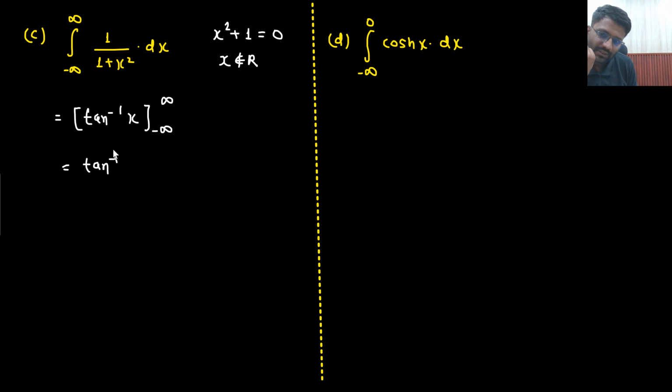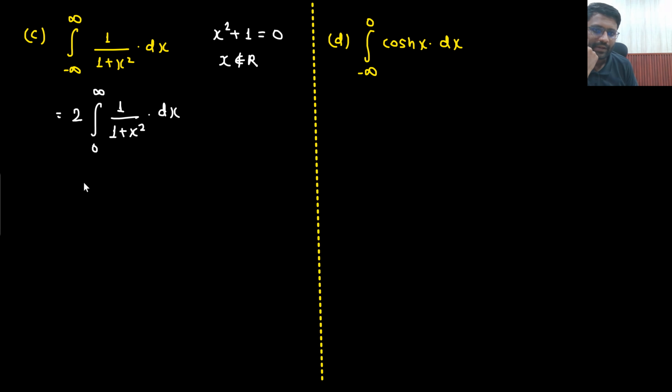First of all, I can see that it is an even function. Since it is an even function, I can break it down from 0 to infinity and multiply with 2. How can I break down this integration? 2 into the integral from 0 to infinity of 1 upon 1 plus x square dx. Say yes or no. This is how I can break it down. So 2 into tan inverse x from 0 to infinity.